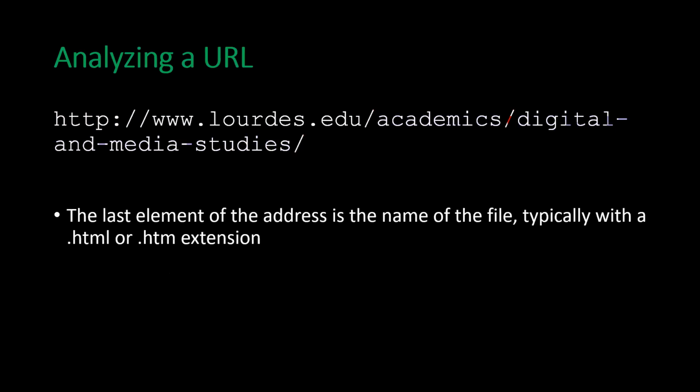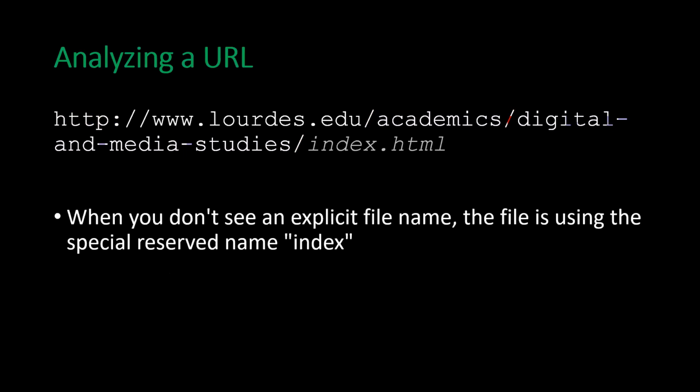The last element of the address of any URL is the name of the file. And typically that's going to end in a .html or .htm extension. So what's the name of the file in this case? When you don't see an explicit file name, the file is using a special reserved name, index. So in this case, if we were going to write out really the whole address, we would end with index.html. That would be the file name in this particular case.